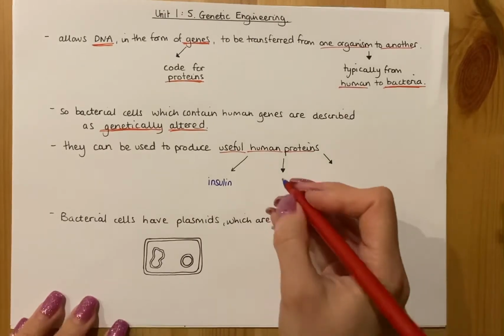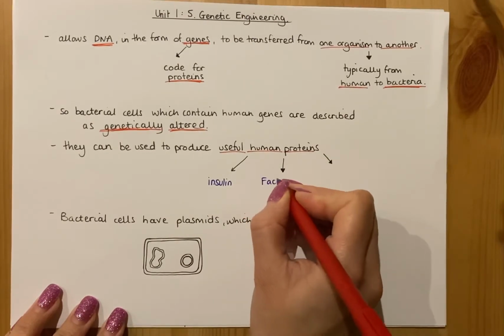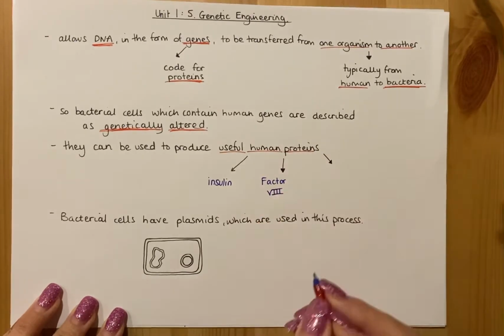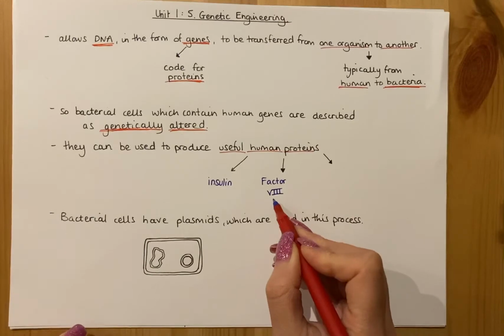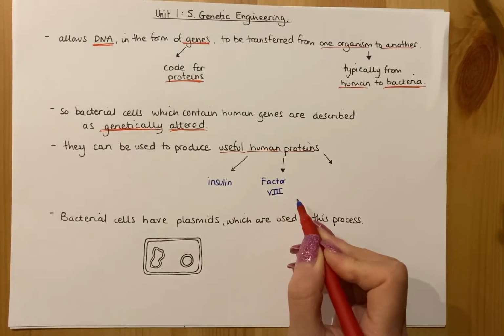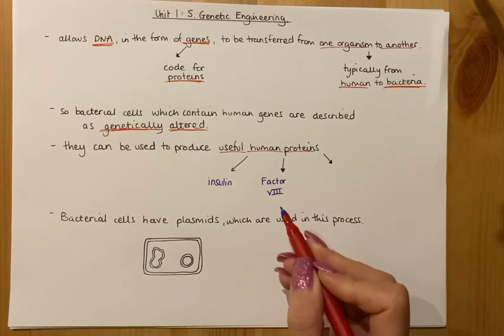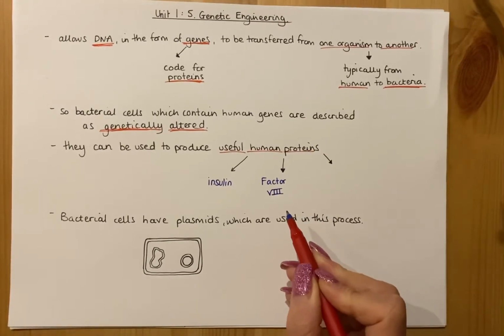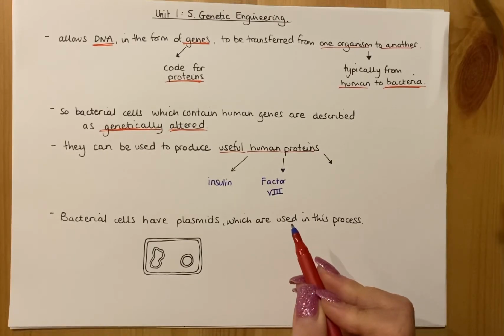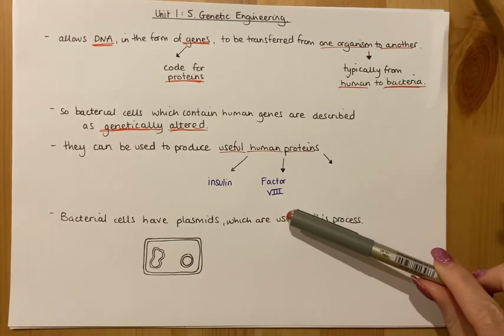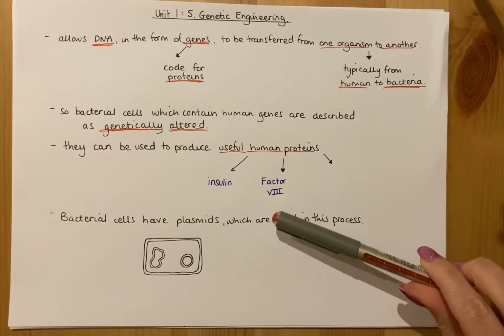We can also produce something called factor VIII. Factor VIII is used for people that have what's called haemophilia. The VIII is the Roman numerals for 8, so it's just the name of it. You could write factor VIII and it wouldn't really matter. Factor VIII is a blood clotting protein, so it helps blood to clot. Some people, called haemophiliacs, cannot clot their blood correctly. So you would use a bacteria to produce factor VIII, and then we could give that factor VIII to people that can't clot their blood properly.